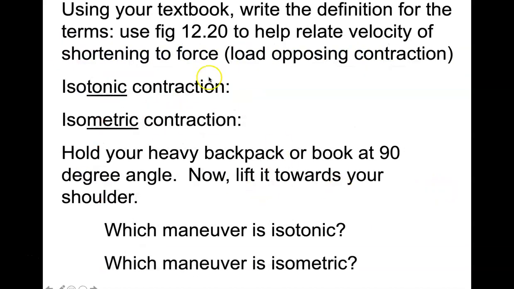Okay. And so using your textbook, I want you to write the definitions for the following terms, particularly looking at figure 12.20. Use this figure to help relate velocity of shortening to force. First, define isotonic contraction and isometric contraction. And then, if you can either do this or think about it: if you're holding your heavy backpack or book at a 90-degree angle and you lift it towards your shoulder, which maneuver is isotonic and which is isometric?